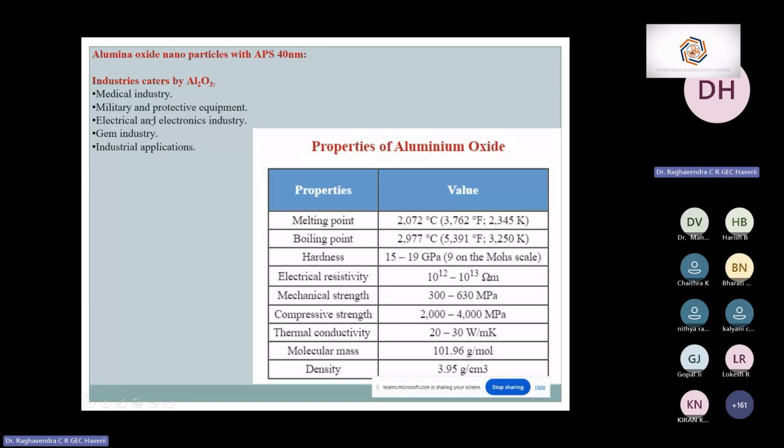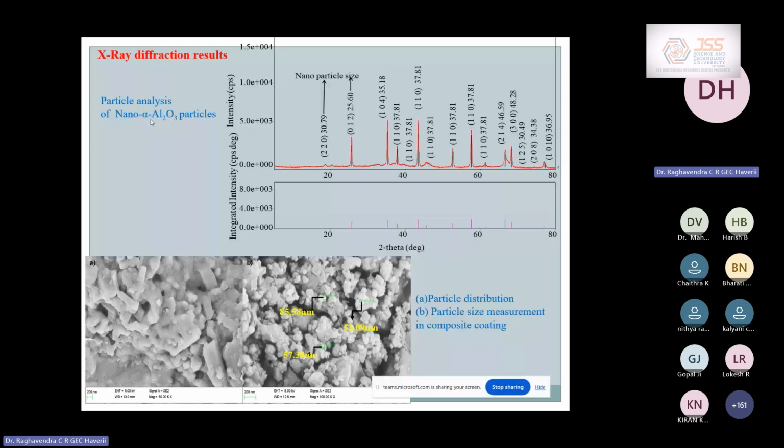These are the properties which this aluminum oxide possesses, where the density is 3.95 grams per cubic centimeter, and the melting point is 2072 degrees Celsius. It is quite high, and then we also have a hardness of 15 to 19 GPa. This is how we will study it, and the thermal conductivity has also been found to be 20 to 30 watts per meter Kelvin. Now this is the X-ray diffraction. I have just considered nano alpha Al2O3 particles.